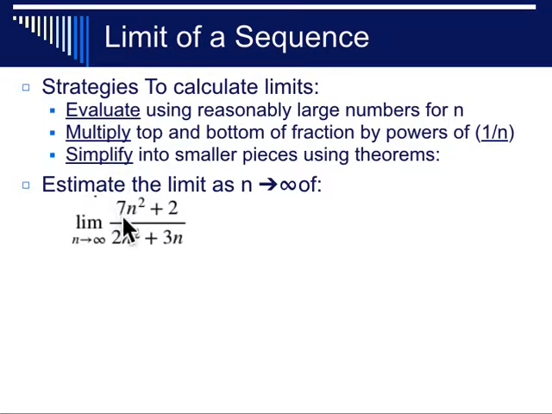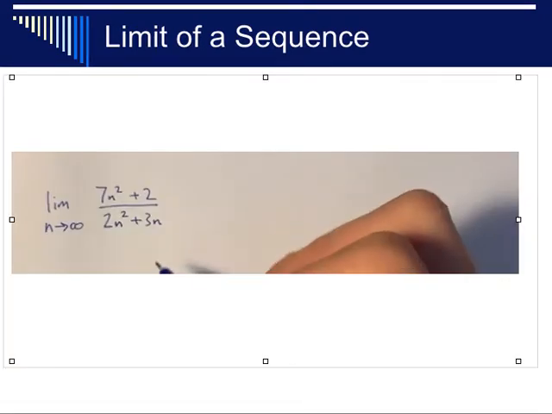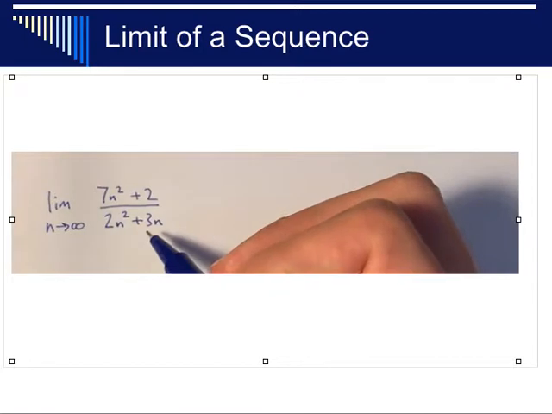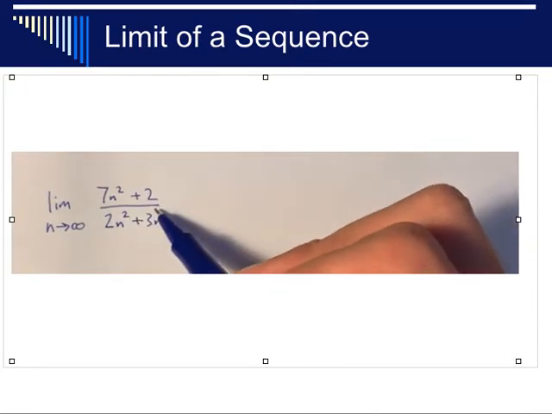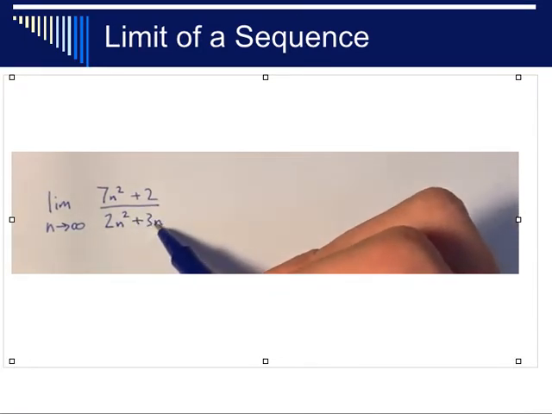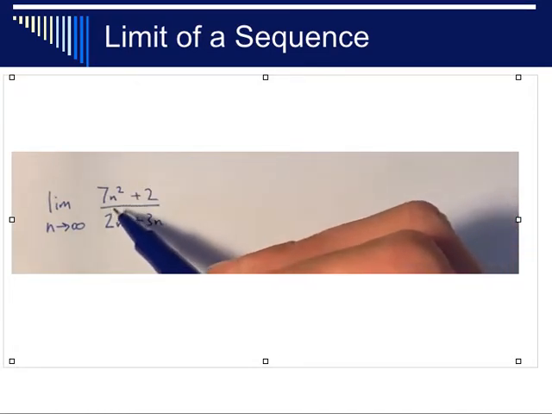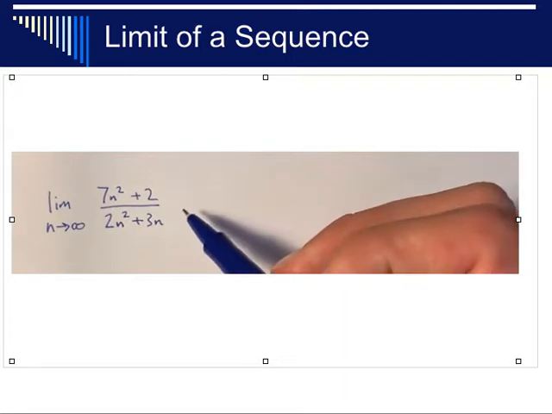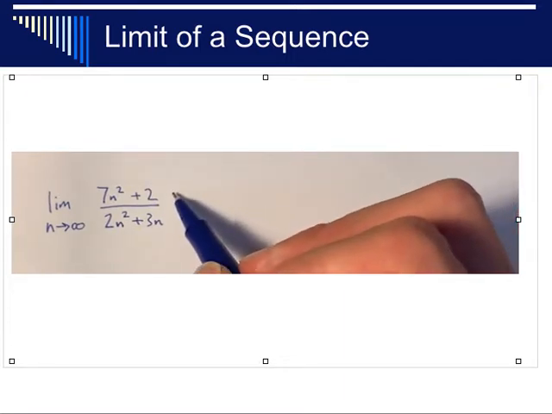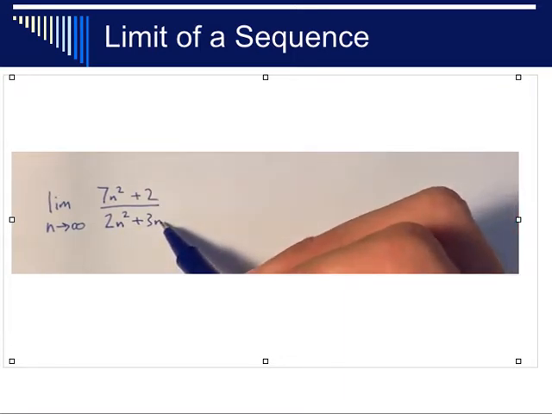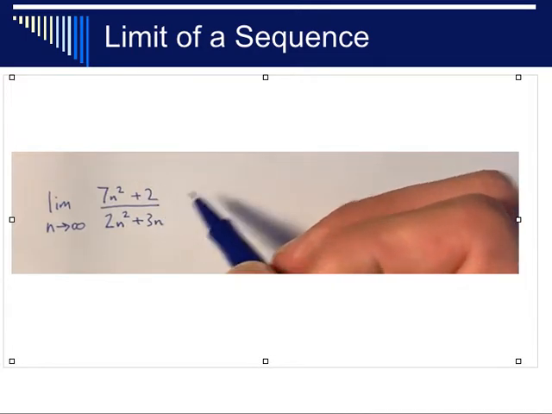Instead of evaluating things, I'm going to choose to multiply the top and bottom by something to clean this up. I've enlisted a handwriting expert to help me with this. So, to find the limit as n approaches infinity of 7n squared plus 2 over 2n squared plus 3n, first thing I will notice is that the highest power of n I see anywhere is n squared. And so I'm going to suggest that we multiply the top and bottom of this fraction by 1 over n squared.